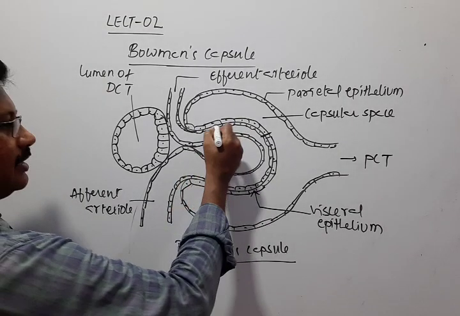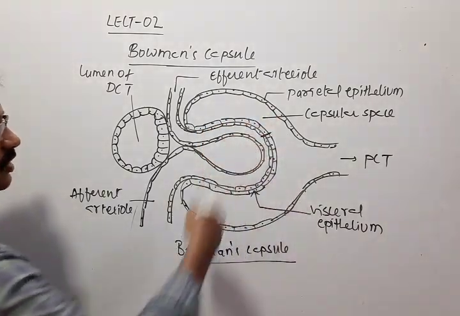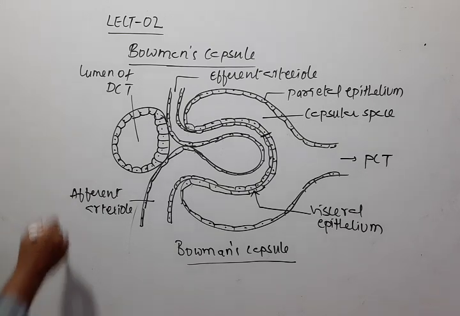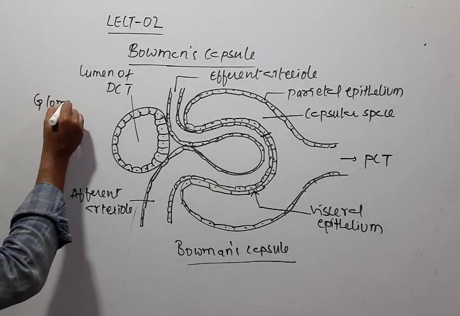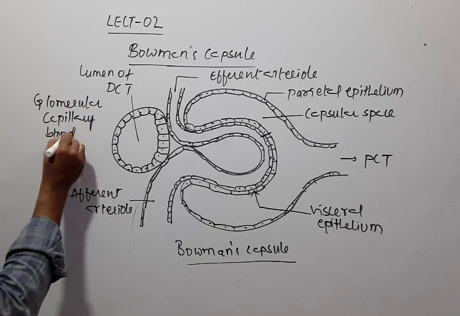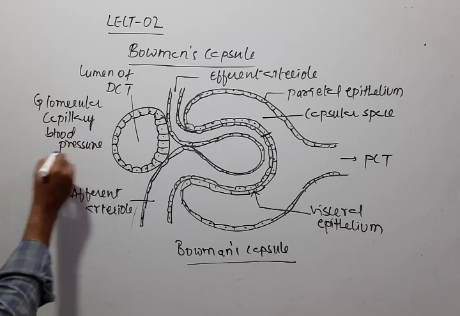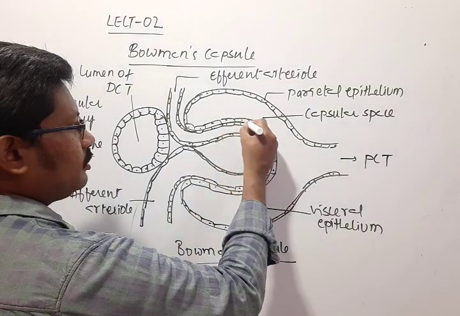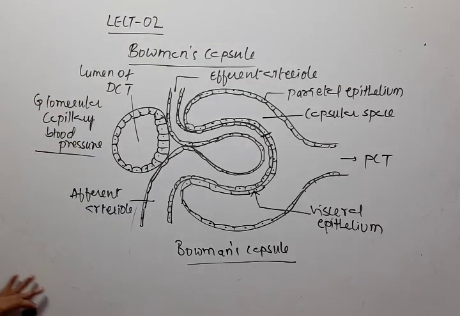So here there will be three layers through which the filtration takes place, and the filtration is caused by what we call the glomerular capillary blood pressure. Here the filtration will take place through three layers. So here you find a total of three layers. We will see how those three layers are present.